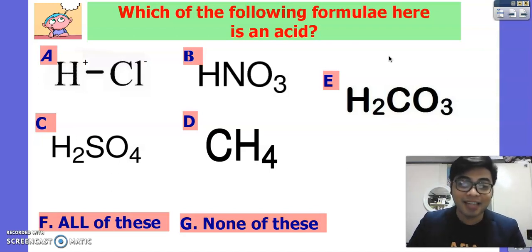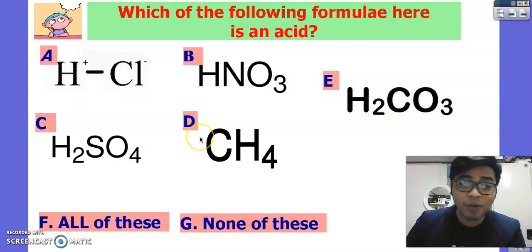Did you answer A? If you answer A, you are right. But is A the only acid here? Exactly. A is not the only acid here because B is also an acid, it's nitric acid. C is an acid, it's sulfuric acid. And E is a carbonic acid. A, by the way, is hydrochloric acid.